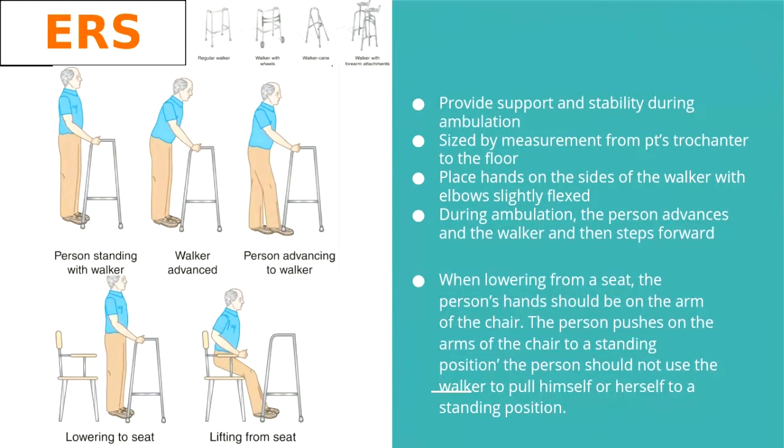The way that they hold it is they have to hold the side of the walker with their elbows flexed. And in order to ambulate, the person advances the walker, and then they step forward. And then when going into a seat, it's very important that you're getting stability from the armrests on the chair rather than using the walker for support, because that's very unstable. So you want to make sure your hands are planted on the arms of the chair.